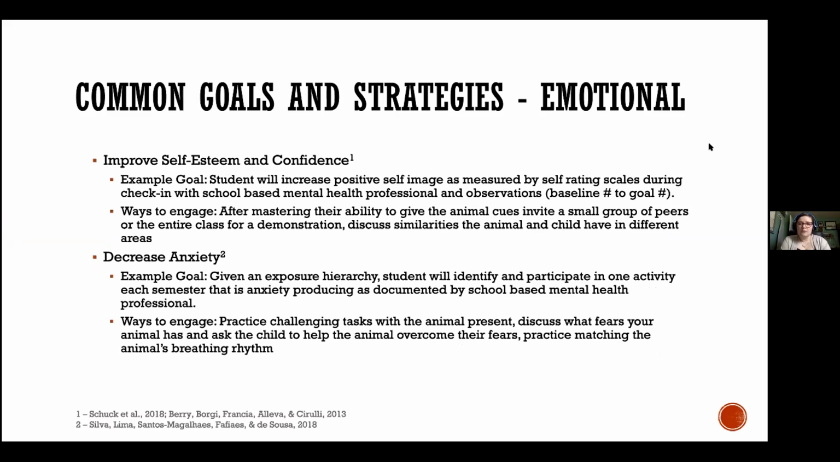Continuing with that emotional category, talking about self-esteem and confidence. So after mastering the cues, similar to before when we were talking about introducing the animal in order to increase verbalization, we can also show that mastery to a small group of peers or an individual. That really helps boost their confidence because they're the ones who were in control and leading the situation.